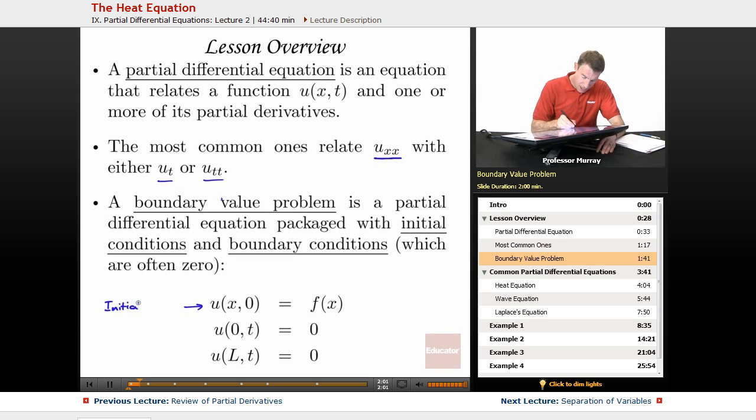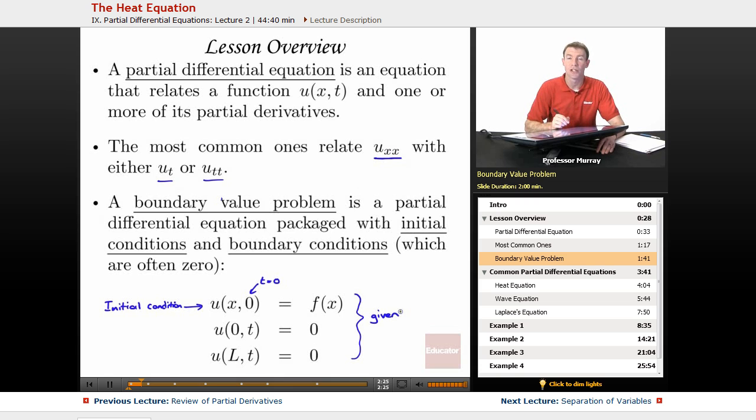The idea there is that you've plugged in time equal to zero. That's why it's called the initial condition, because it takes place at time zero. So we've plugged in t equals zero, and so we just get a function of x. This would be given to you in the context of the problem. All of these equations would be given to you.